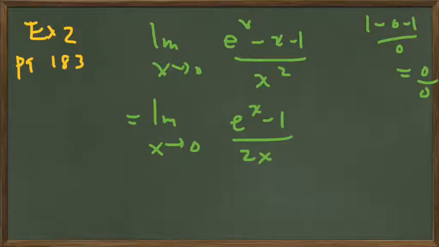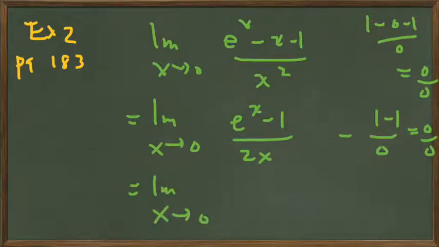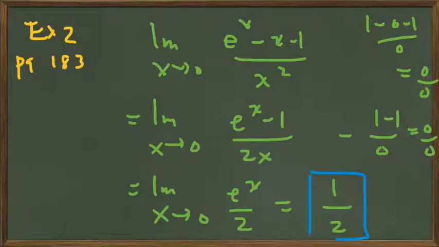We let x go to 0 in the top and the bottom again, and we still get 0 over 0. It's actually 1 minus 1 over 0, but it's still 0 over 0. So we say, okay, can we apply L'Hopital's rule again? Yes, we can. The derivative of the top is e to the x, the derivative of the bottom is 2. We let x go to 0, the top goes to 1 because it's e to the 0, the bottom does not change, and so we get the result of this limit, 1/2. And if you graph this function, you'll see that that is what it goes to as x goes to 0.